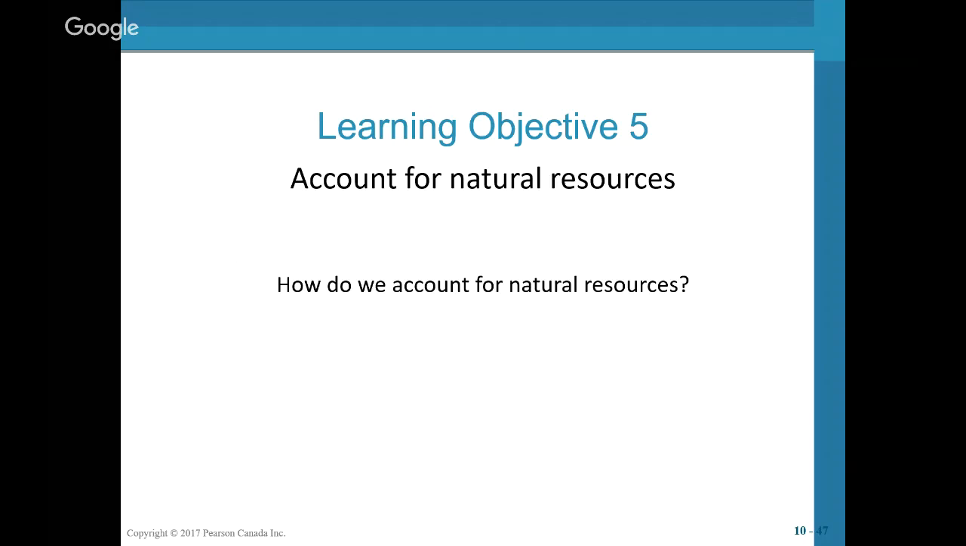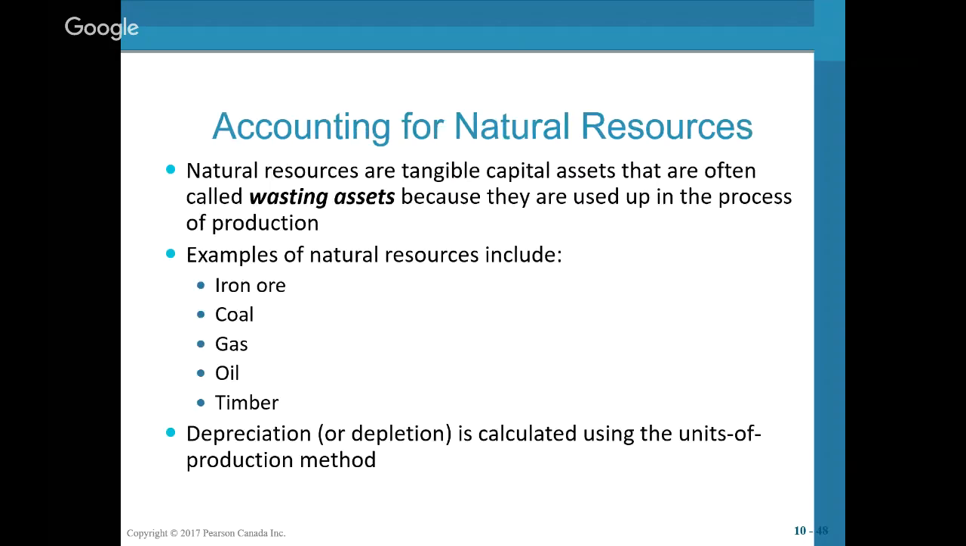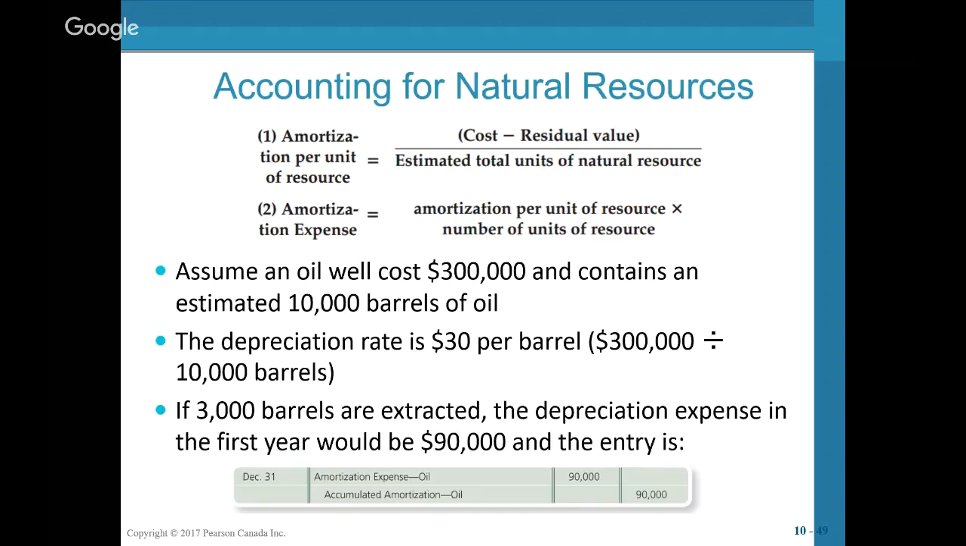The chapter also gets into natural resources. We don't spend too much time on them in this course, but just to keep things really simple, we do call them wasting assets because they are used up in the process. Examples of that would be things like iron ore, coal, gas, oil, timber. Typically, we use the account depletion, and we use units of production. So how do you figure out the amortization expense per resource? We take the cost minus the residual value. We divide by the total number of units of natural resources. And then we multiply by the number of units of that resource that we pull out of the ground.